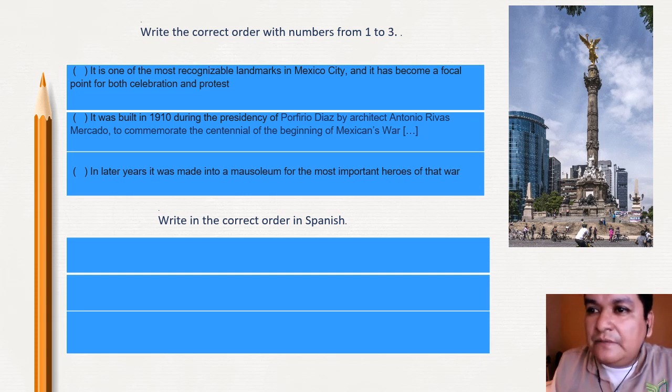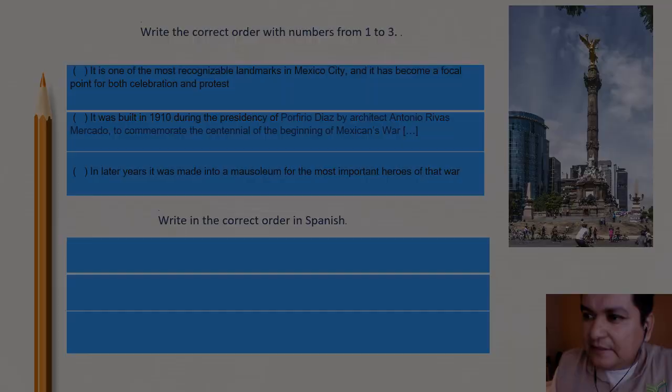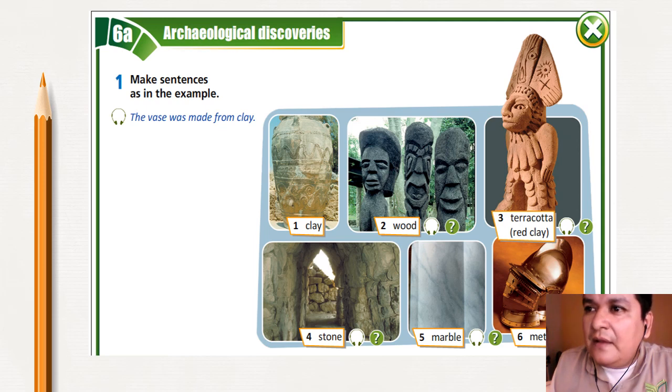Okay? So, as soon as you write the numbers, you have to write the paragraph here, but in Spanish. Quiero que escriban acá los párrafos ordenados, pero en español. Okay? Let's see the following topic. Archaeological discoveries. Descubrimientos arqueológicos. Make sentences as in the example. Escriban oraciones como en el ejemplo.